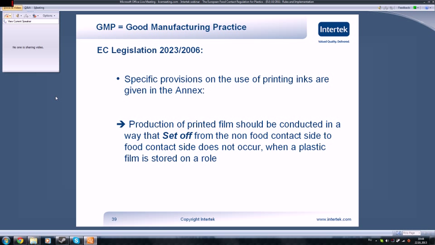Another point of the legislation 2023/2006, in the annex, there are specific provisions for the use of printing inks. Because it turned out that often it can happen if a film is stored in a roll, the printing from the outside can migrate to the inside. Same thing can happen with the printing inks, that they are migrating through the polymer into the food. And of course, this should be avoided, and this is part of the GMP legislation as well.